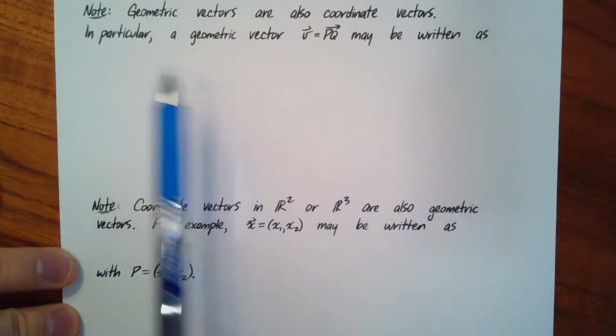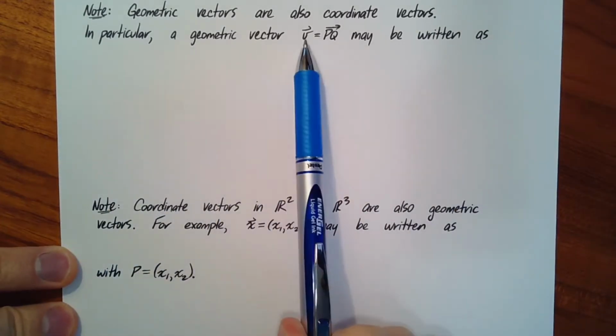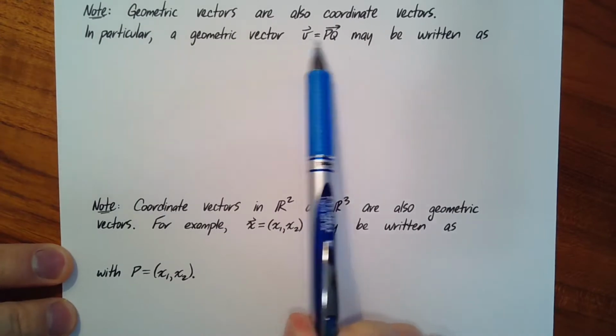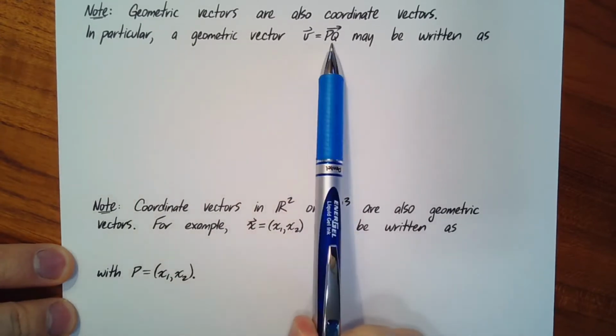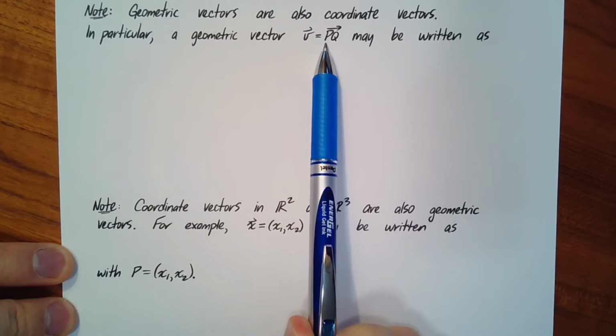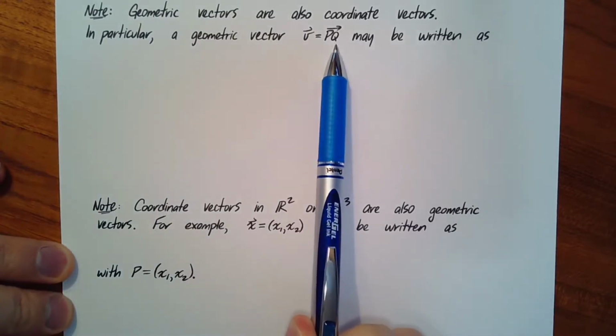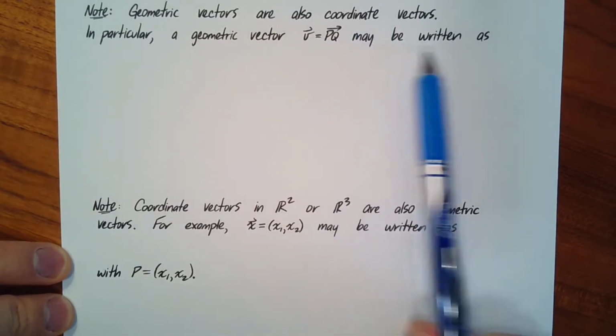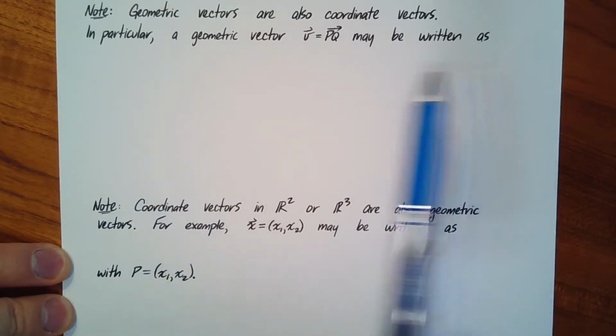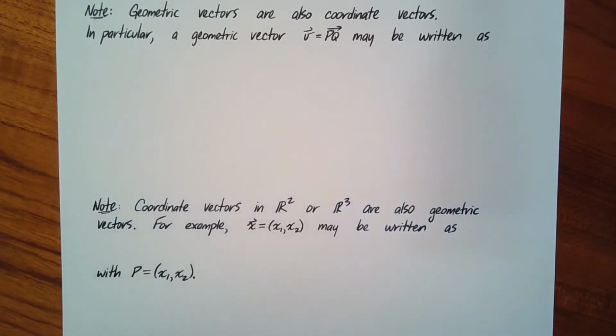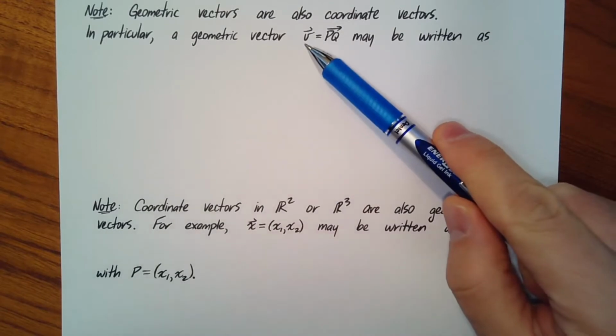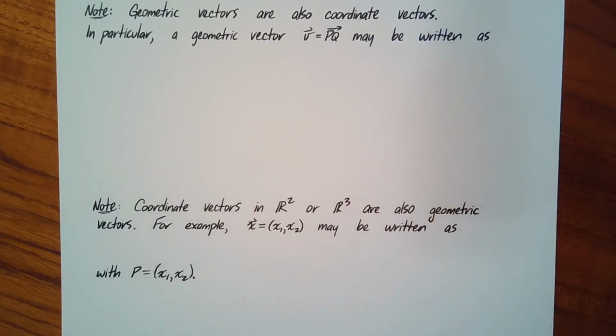So in particular, here's where the method starts. If you have a geometric vector v, and if I write this down as you see right here, what I'm really saying is that P is the initial point and Q is the terminal point. So may be written as, and then it just trails off. So we're going to finish that sentence, and that's going to give you a way to express this geometric vector v as a coordinate vector. Now, how are you going to do it?